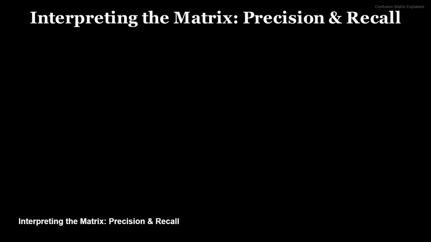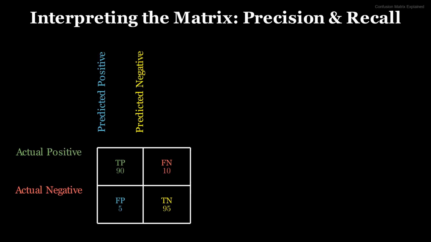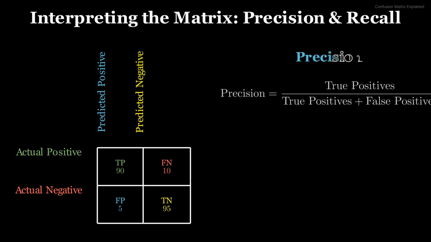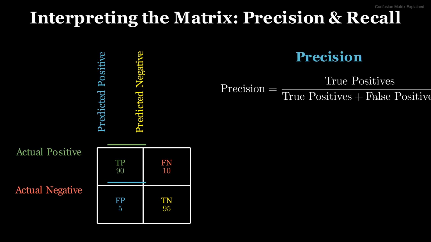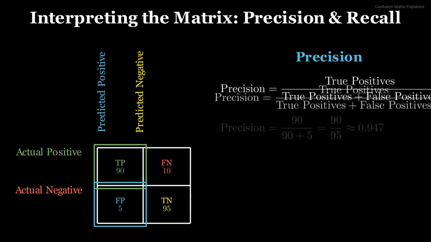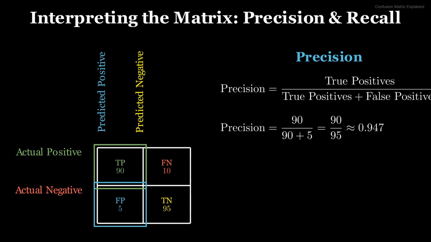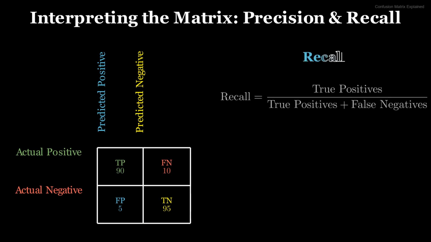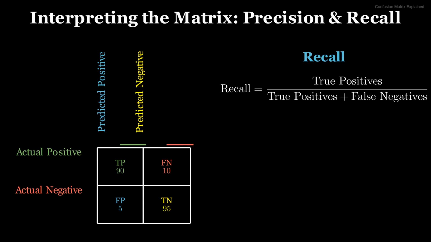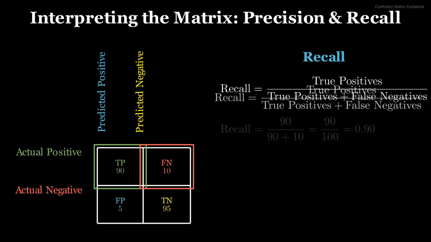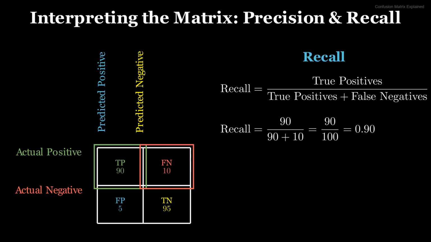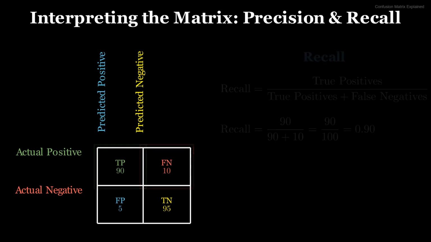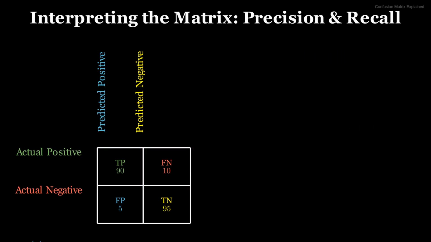While accuracy is useful, it can be misleading, especially with imbalanced datasets. Precision, on the other hand, answers, of all the cases our model predicted as positive, how many were actually positive? It's calculated as true positives divided by the sum of true positives and false positives. Recall, also known as sensitivity, answers, of all the cases that were actually positive, how many did our model correctly identify? This is true positives divided by true positives plus false negatives. These metrics help us understand specific types of errors.